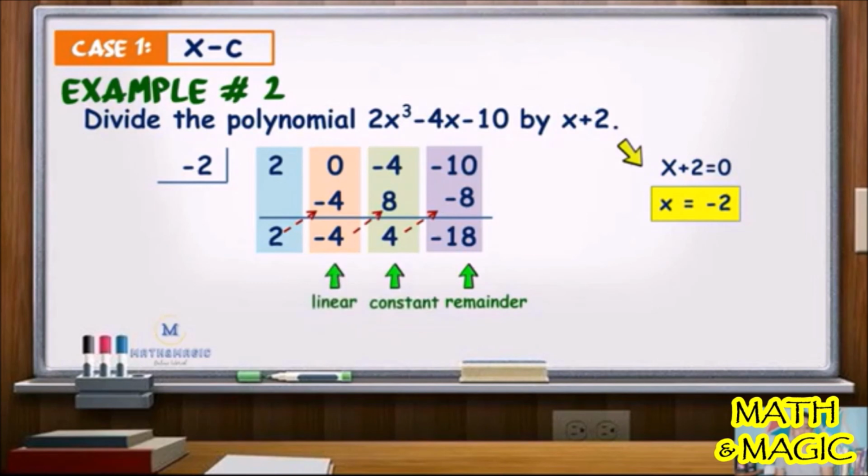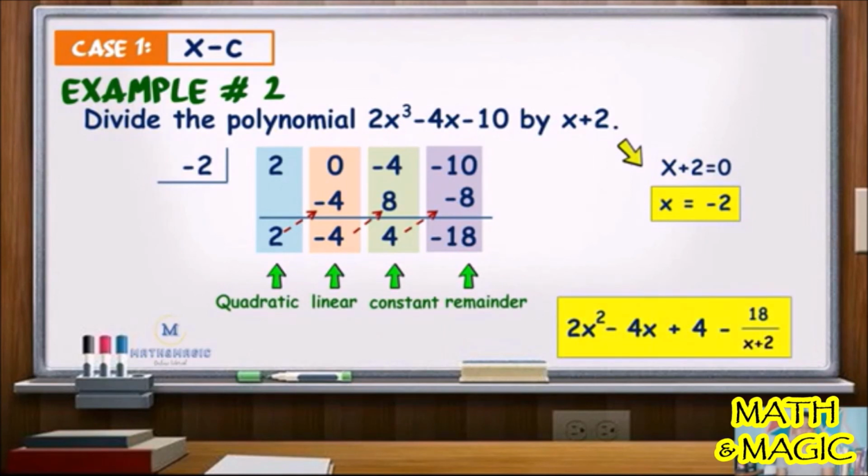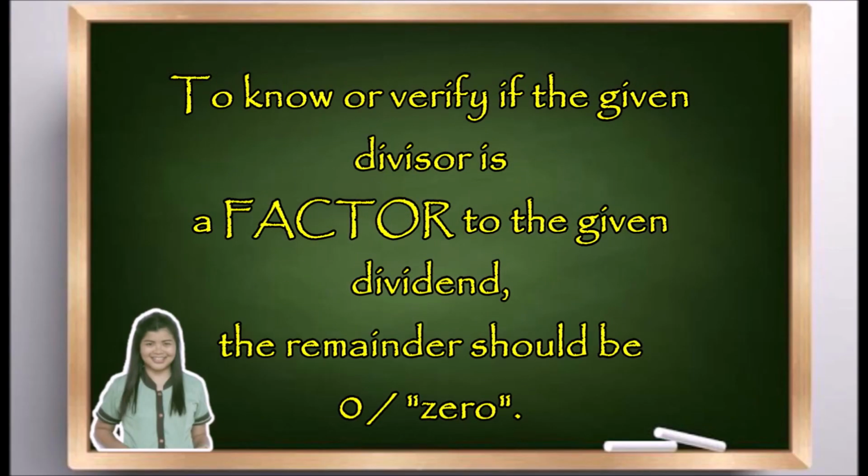Then, followed by the constant coefficient, linear coefficient, and the quadratic coefficient. So, therefore, our answer or quotient, if we divide 2x cubed minus 4x minus 10 by x plus 2, is 2x squared minus 4x plus 4 minus 18 over x plus 2. To verify if the given divisor is a factor of the given dividend, the remainder should be 0.